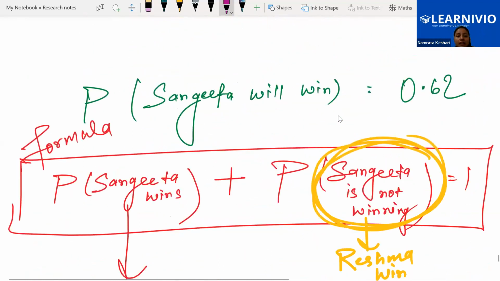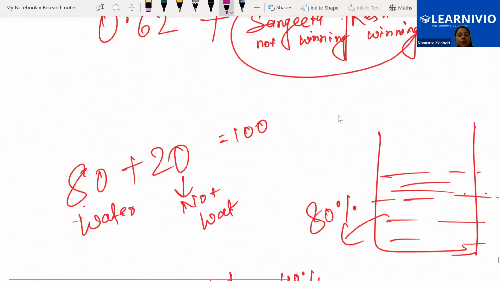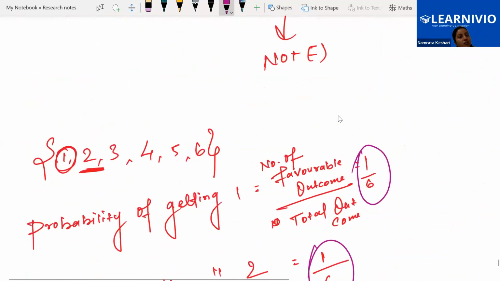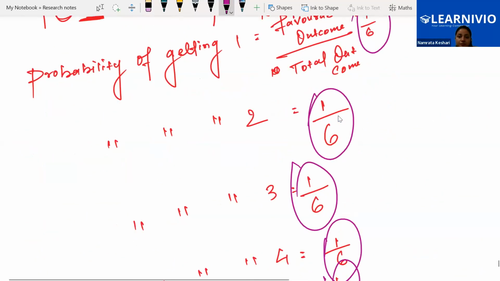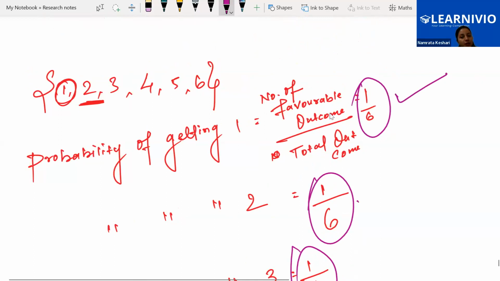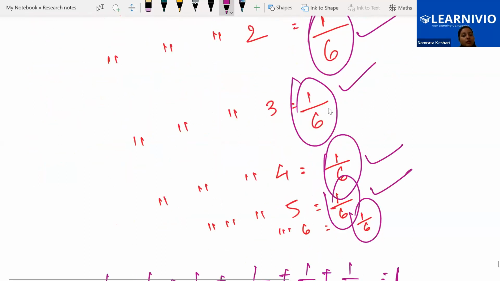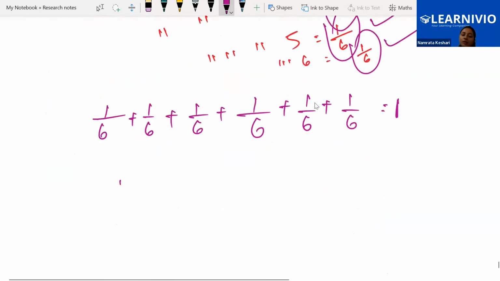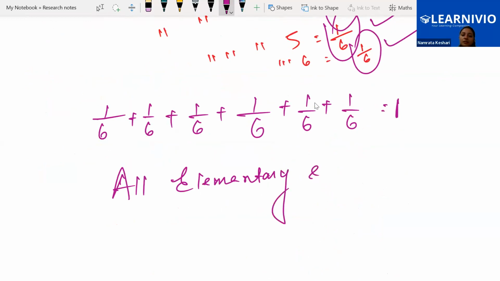What is the meaning of elementary event? When the favorable outcome is 1, that's called an elementary event. Favorable outcome 1, favorable outcome 1, here also favorable outcome 1. So every time we took all the elementary events, and when we added all the elementary events, the result is 1. Lots of different concepts we are discussing today.